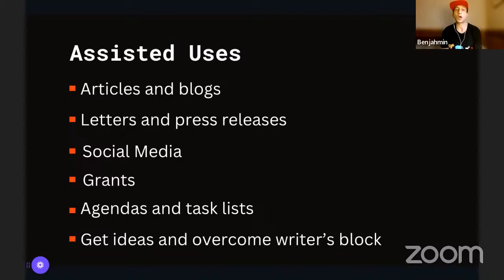So, for example, articles and blogs, letters and press releases, social media. That could be social media content, but also responding to comments, writing grants, agendas and task lists. And one point I'd like to drive home is getting ideas and overcoming writer's block or creator's block.